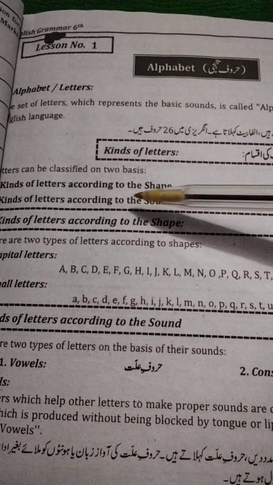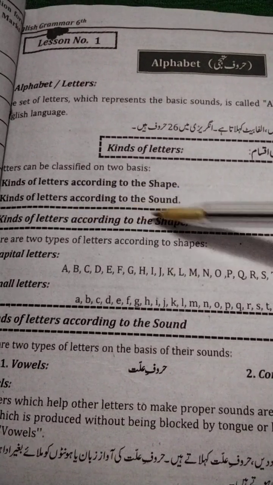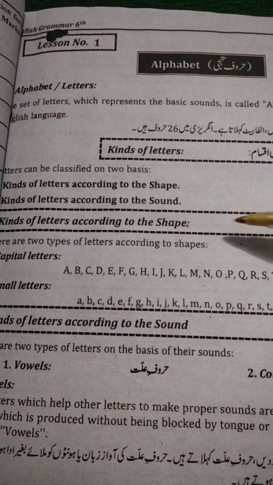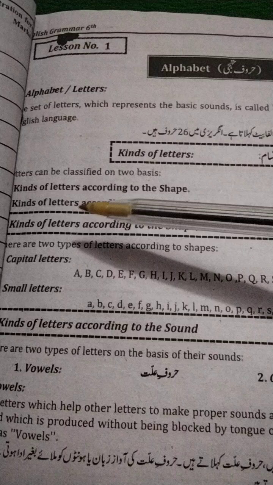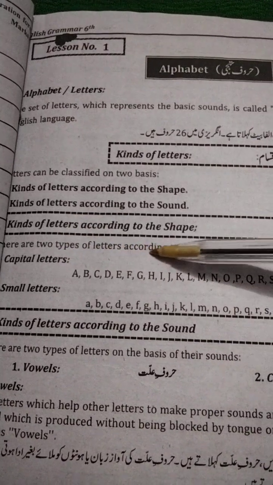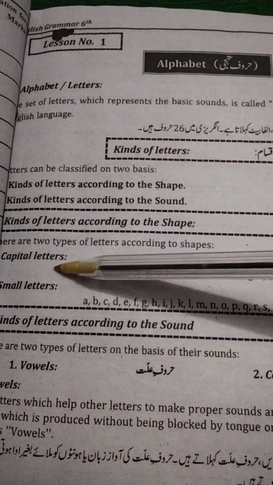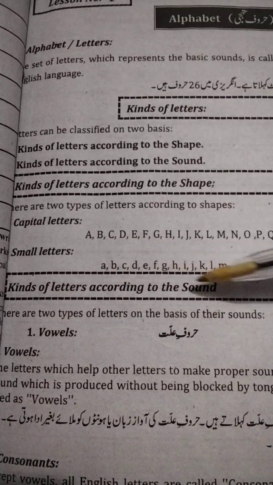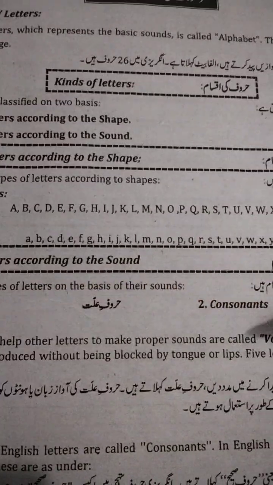Kinds of letters according to the shape. Kinds of letters according to the sound. There are two types of letters according to shape: capital letters and small letters. Kinds of letters according to the sound: vowels and consonants.